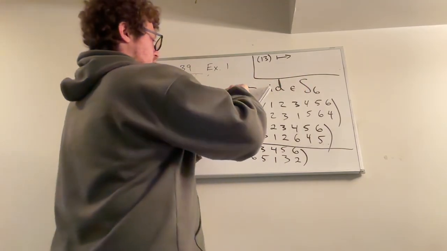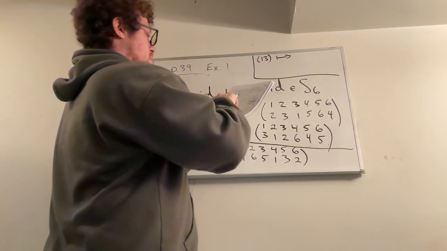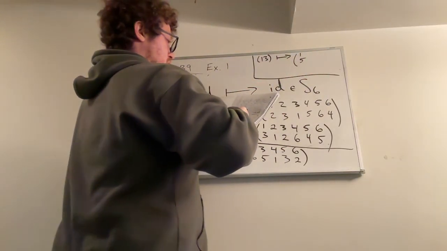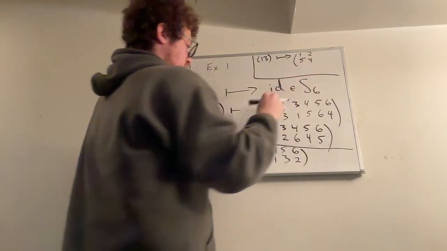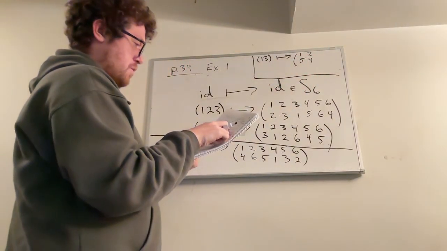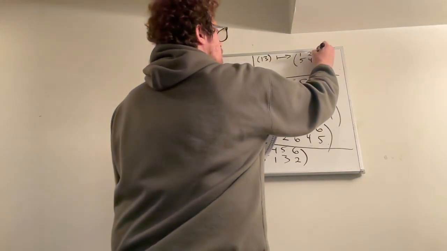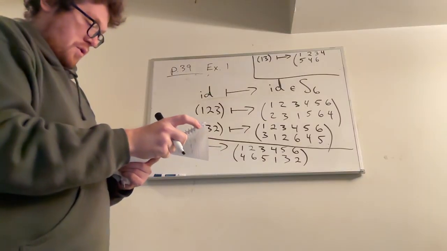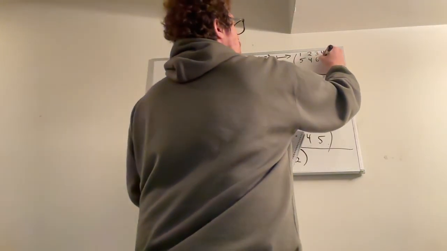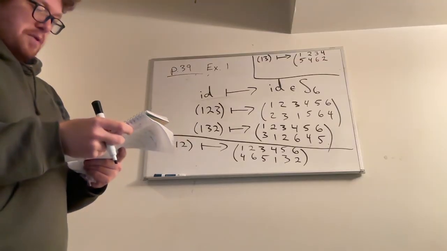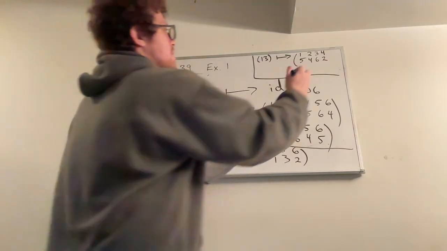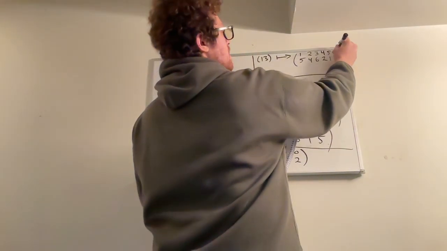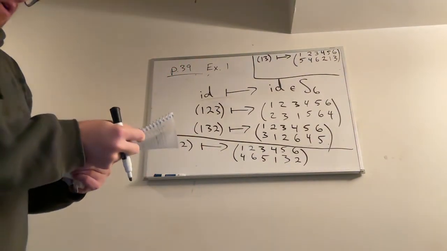bijection, which is 1 goes to 5, 2 goes to 4, 3 goes to 6. The fourth element maps to the second. And the fifth maps to the identity, which is 1. And then 6 has to map to 3 because that's the only thing left. And we check that that's true, and it is.